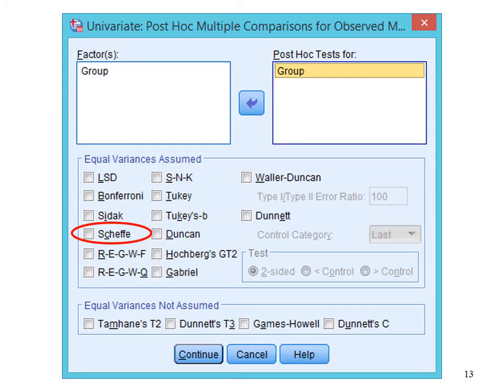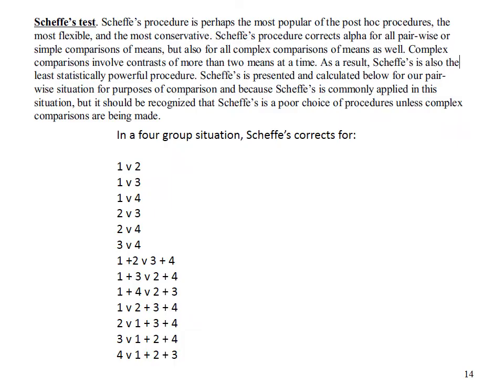Now we have Scheffé. In graduate school, I was taught that Scheffé was the most conservative of all. So what does Scheffé do? Scheffé is conservative because it not only corrects for all pairwise or simple comparisons of means, but also for all complex comparisons of means. You see this at the bottom of the slide, comparisons involving 2 or more means at a time. Thus, it is the least powerful and should only be used when you have such complex comparisons.